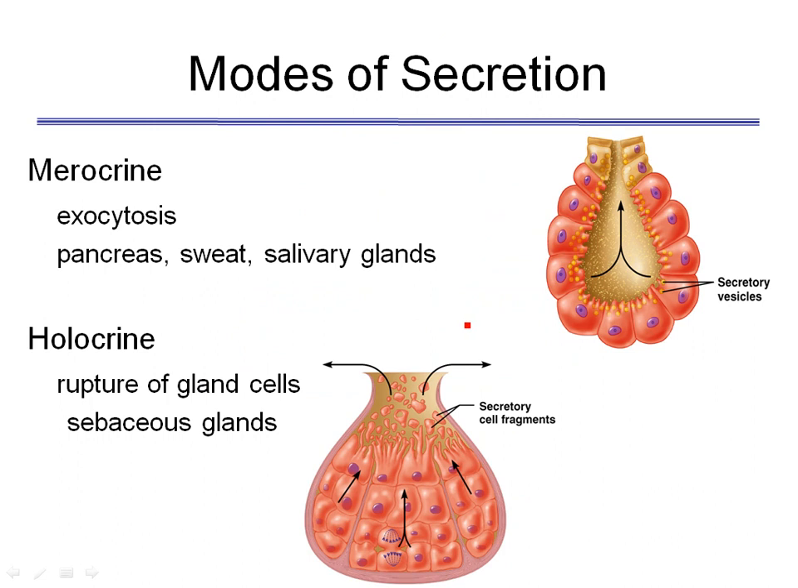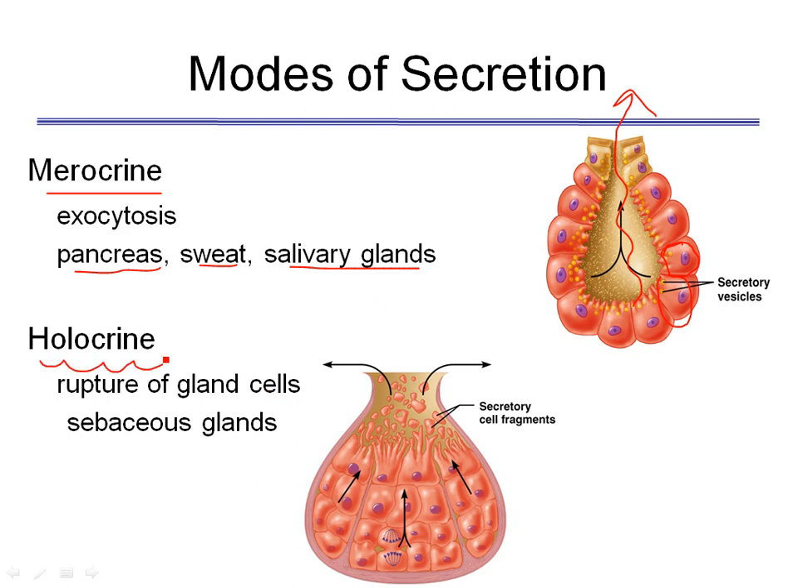There's two different modes of secretion for these kinds of glands. If a tissue's cells here release their product by exocytosis and it diffuses out, that's called a merocrine exocrine gland. You'll find those in the pancreas. That's also sweat and salivary glands.